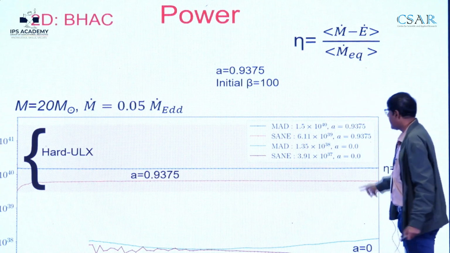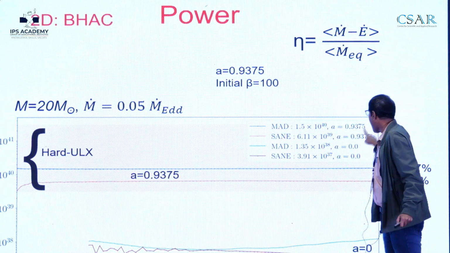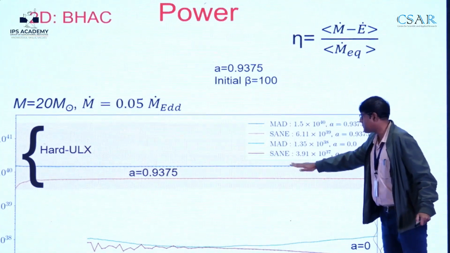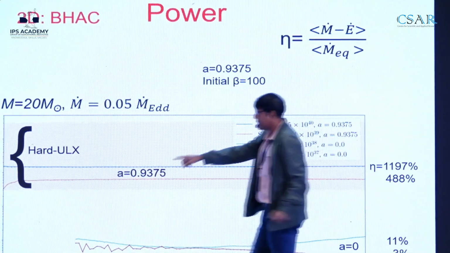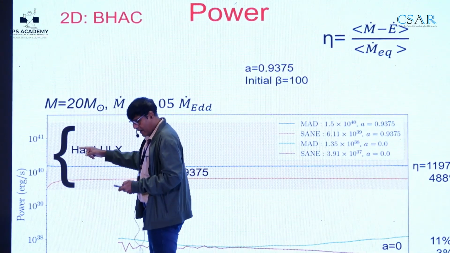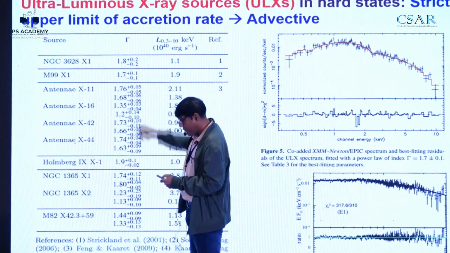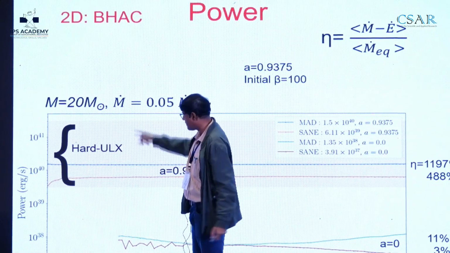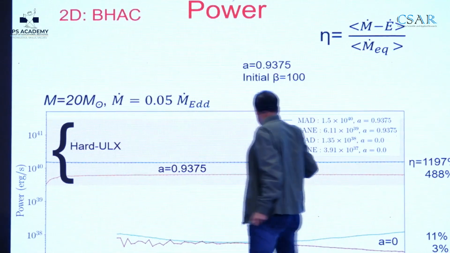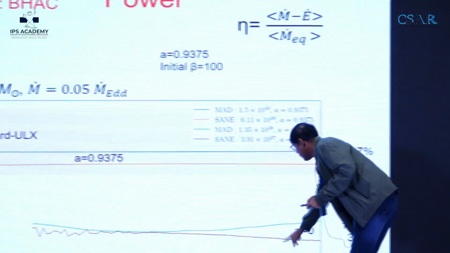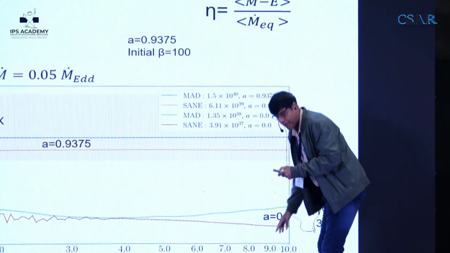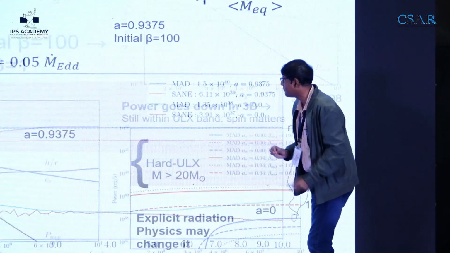And we show that MAD and SANE with high spin only is able to explain the ULX power I just mentioned from the observational data. To explain the 10 to the power 40 ergs per second, you need high spin. Low spin will not give it. Zero spin does not give any power. So spin, black hole spin, plays a very important role.